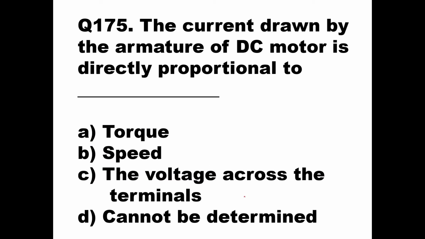Question number 175. The current drawn by the armature of a DC motor is directly proportional to what? Okay, so the current drawn by the armature of a DC motor is directly proportional to the bending moment, the force which is going to bend. Okay, so that bending moment force is called torque. So A, torque, is the answer. The current drawn by the armature of a DC motor is directly proportional to the torque.